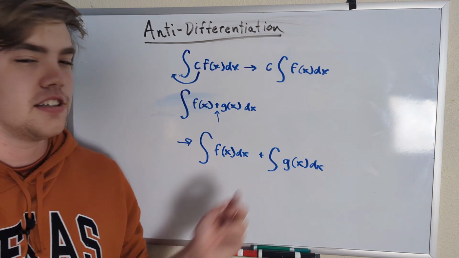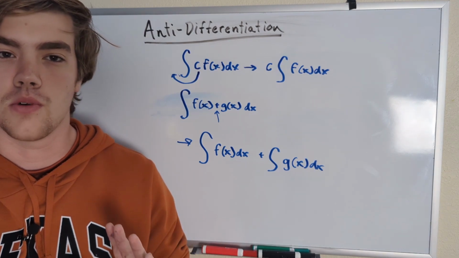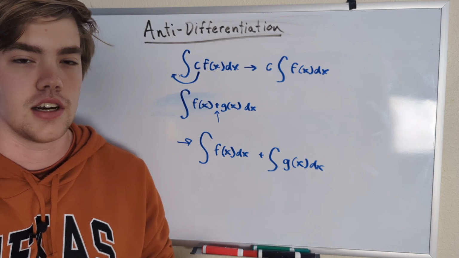If we can split our functions by addition or subtraction, it can usually give us two much easier functions to take the antiderivative of instead of one more complex function.